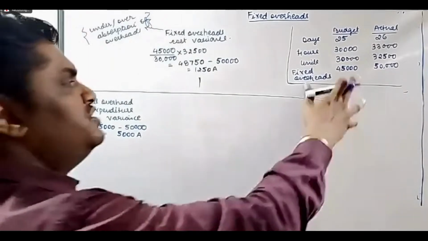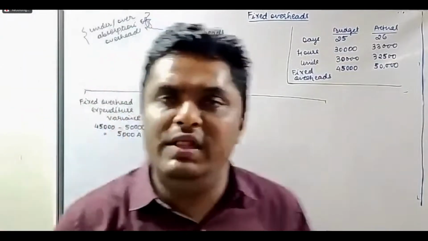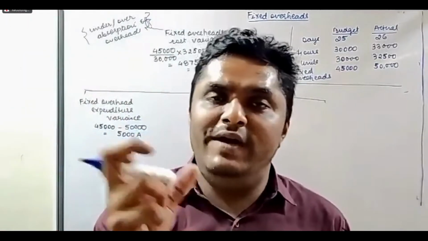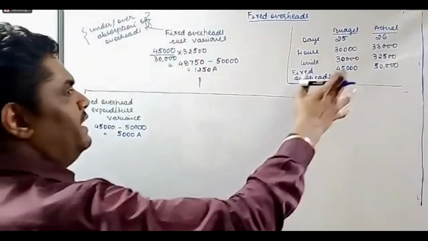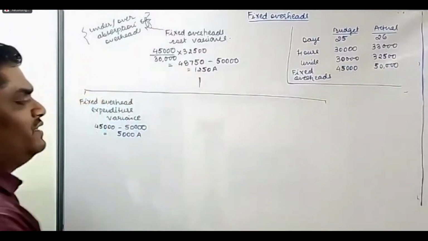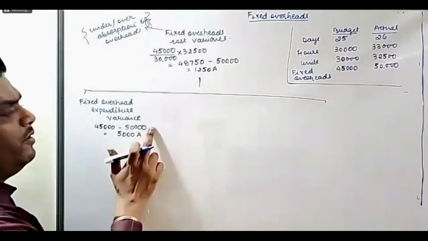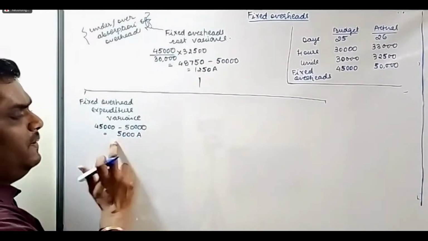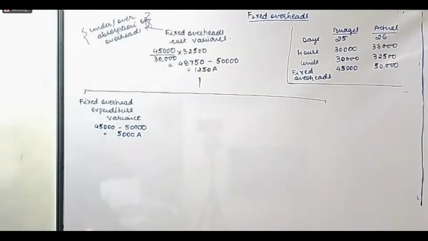So straight away, budgeted overheads minus actual overheads, since fixed overhead remains fixed at all levels of production. When talking about the overall expenditure variance in respect of fixed overhead, it will be budgeted fixed overhead minus actual fixed overhead. So we estimated overheads of 45,000. However, my actual overheads were 50,000. So 5,000 extra overheads, and we call it adverse for the company.